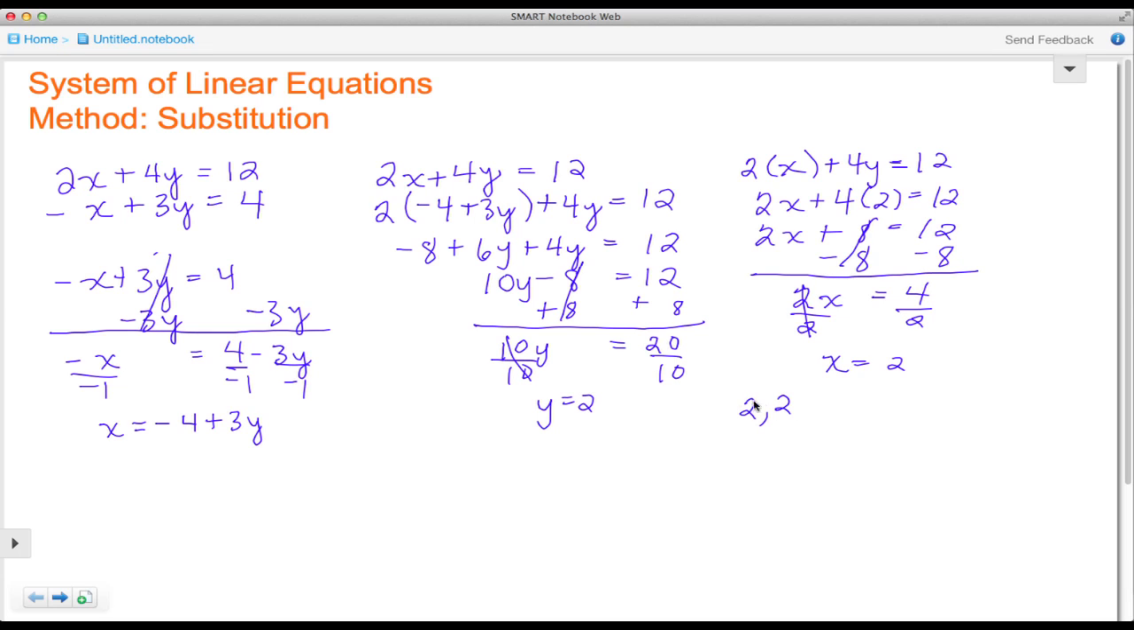So it looks like the intersection point is at 2, 2. But let's go ahead and do a check to make sure that our answer is correct. We're going to take the first equation to start, which is 2x. Instead of x, we write a 2, plus 4 times y, and we know y is also a 2, and that should equal 12. I just did a substitution into my first equation, and now I evaluate. 2 times 2 is 4. 4 times 2 is 8. I rewrite, and I see that 4 plus 8 is 12. So 12 equals 12. That does pass for the first equation.